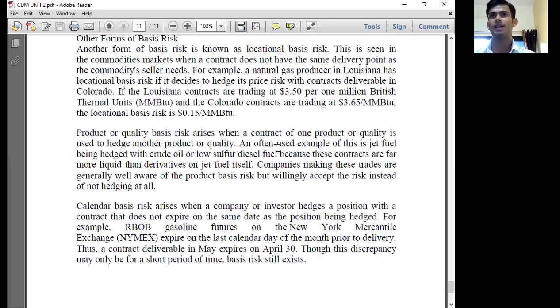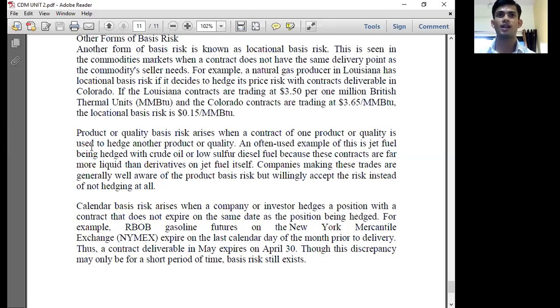Product or quality-based risk arises when the contract of one product is used to hedge another product of a different quality, as often happens, for example, with jet fuel being hedged with crude oil or low sulfur diesel fuel, because those contracts have more liquidity than contracts for delivery of jet fuel. For jet fuel, it must be delivered correctly, and the risk is there at the delivery position. Those making this trade are generally well aware of the product basis risk but are willing to accept it instead of not hedging at all. If neither has tension, there is no hedge, then it's off.